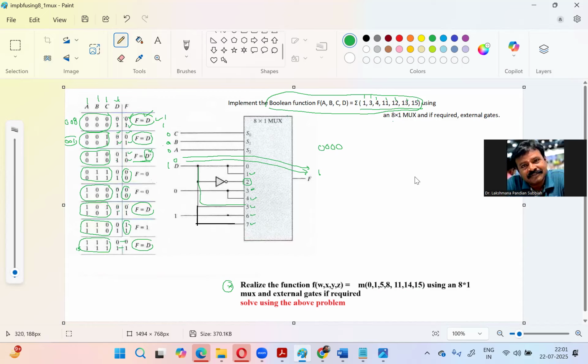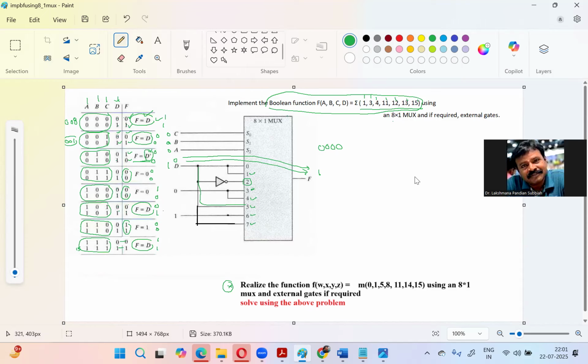Then next, 2 is 0, 3 is 0, 4 is 0, 5 is 0, 6 is 0, 7 is 0, and 8 is 1, and then 9 is 0, 10 is 0, and 11 is 1, then 13 is 0, 14 is 0, 15 is 1, and 14 is 1 and 15 is 1, right?